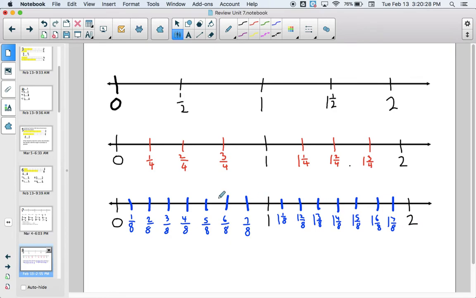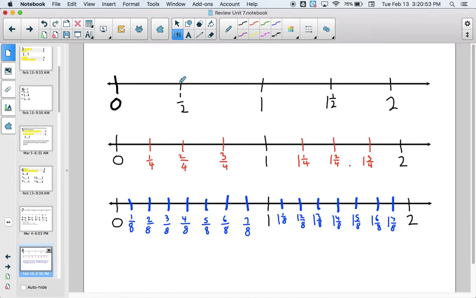Now, if I look at this one, I notice, hey, 1/4 and 2/8. Those are the same distance from 0. Those are equal fractions, 1/4 and 2/8. If I go over here, and my drawing were just a little bit more accurate, I would notice that 1/2, 2/4, and 4/8 are all the same fraction.